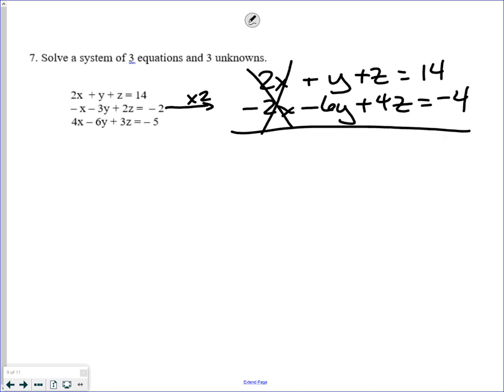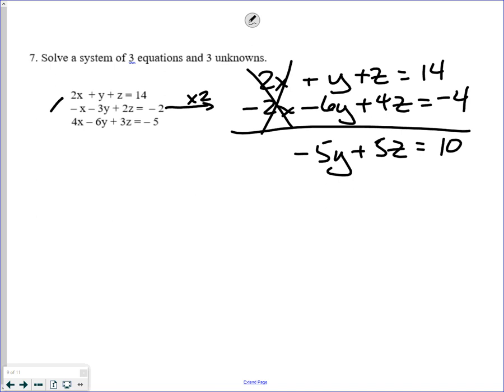X's cancel. Negative 5, I add, now 5z equals 10. I now have little options. I went ahead and eliminated x in the first two, so I need to use the third one, and I also need to eliminate x.